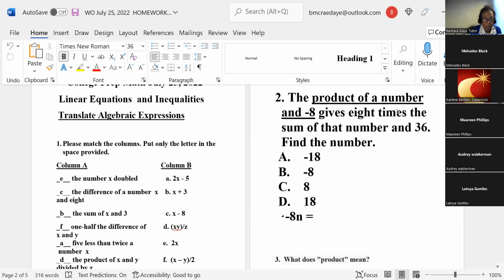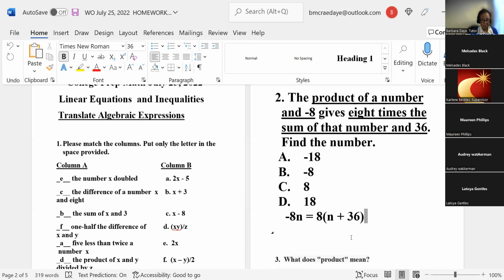Now, Maureen, what do you put for 8 times the sum of the number and 36? I didn't get further. Audrey, what would you put for 8 times the sum of that number and 36? The number is n. So you have 8 times the sum, 8n? No. What would you put for the sum of that number and 36? 8n plus 36? The n is inside because it's 8 times the sum. So n plus 36.